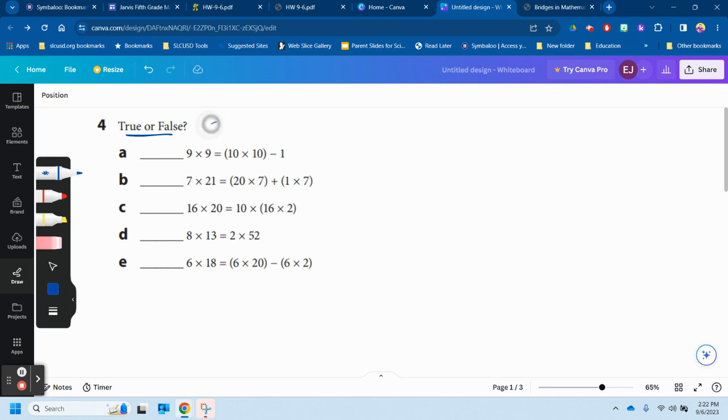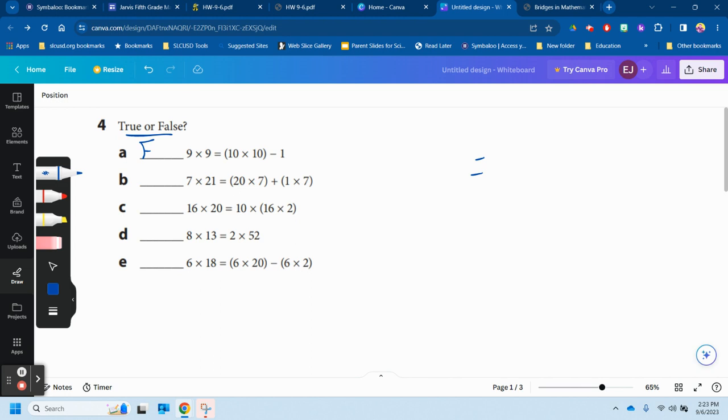9 times 9 is 81. And 10 times 10 is 100. Minus 1 would equal 99. Now, what this person's trying to do, so definitely it's false. I'm just going to put an F there for false. Let me try that F again. False. My computer's out a little away from me.